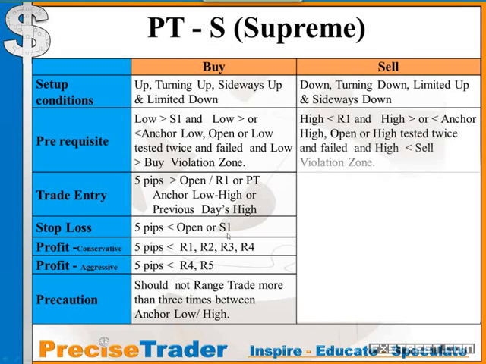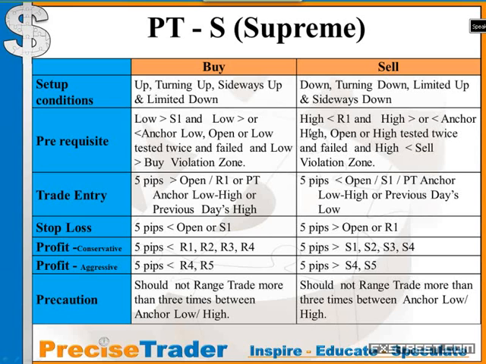So the sell is the opposite, which is again the high is less than R1 and the high is greater than or equal to anchor high, open, or high tested twice. So what do we mean by that? Meaning the market opened, it fell here, it fell maybe about 20-30 pips, then it started again to test, and the open, it was rejected again at the open. So basically that's what is meant by high tested twice.